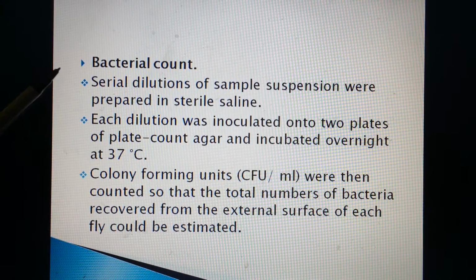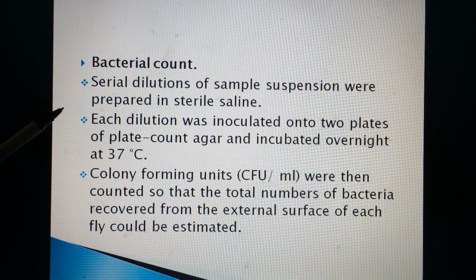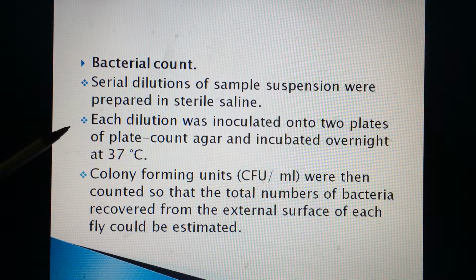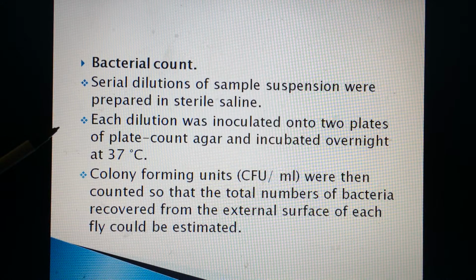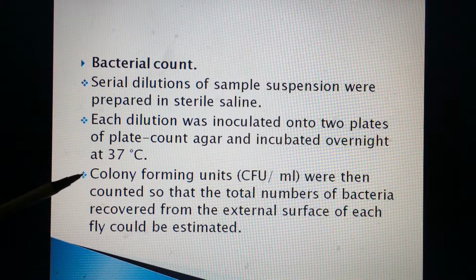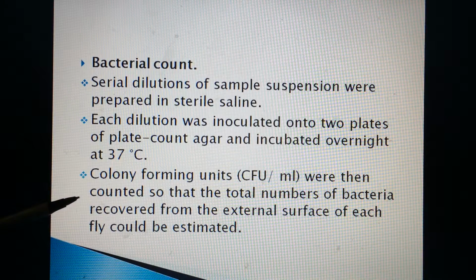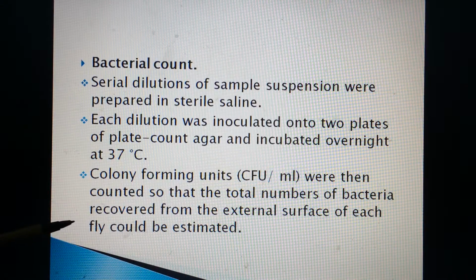Bacterial count. Serial dilutions of sample suspension were prepared in sterile saline. Each dilution was inoculated into 2 plates of plate counting agar and incubated overnight at 37 Celsius. Colony forming units were then counted so that the total numbers of bacteria recovered from the external surface of each fly could be estimated.